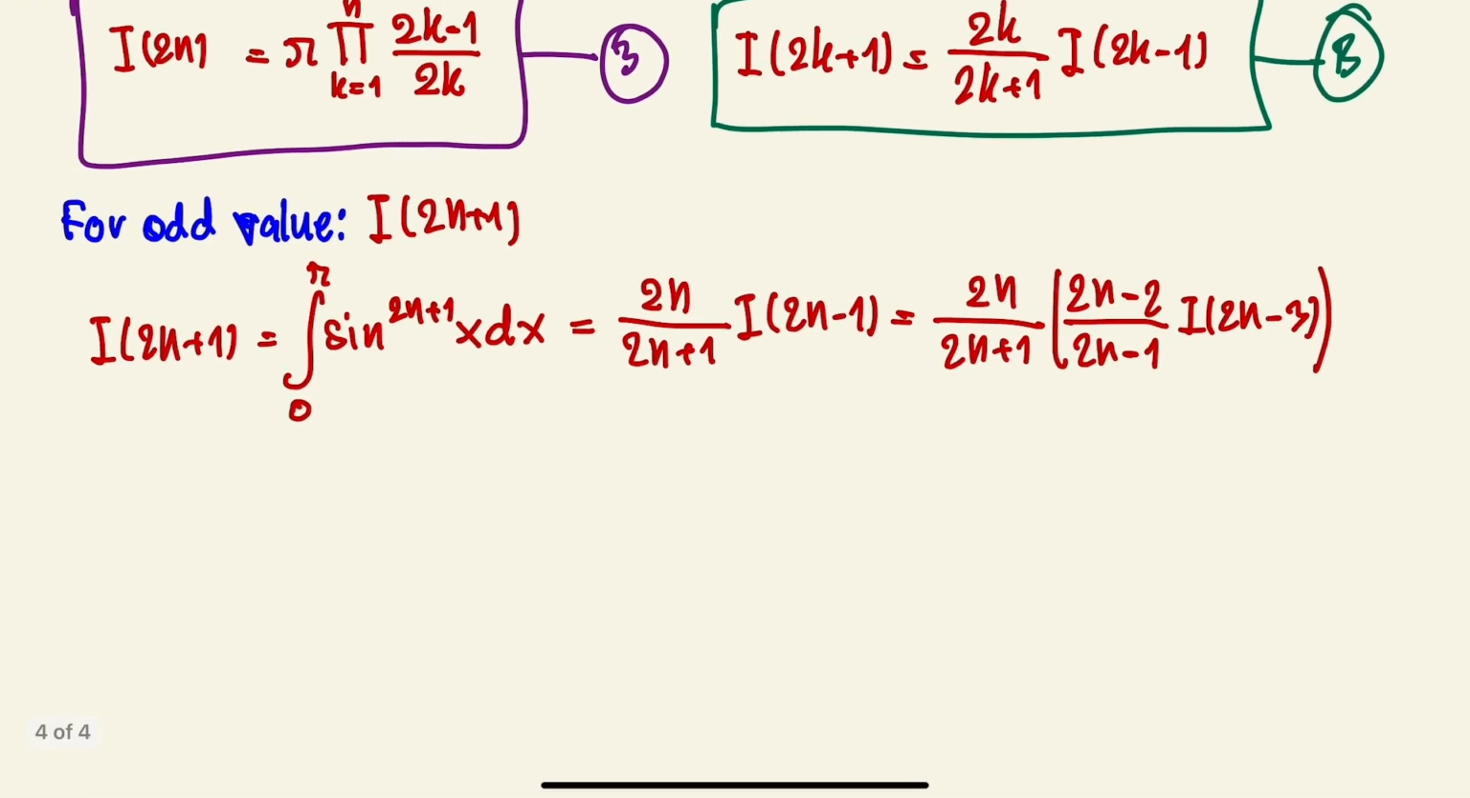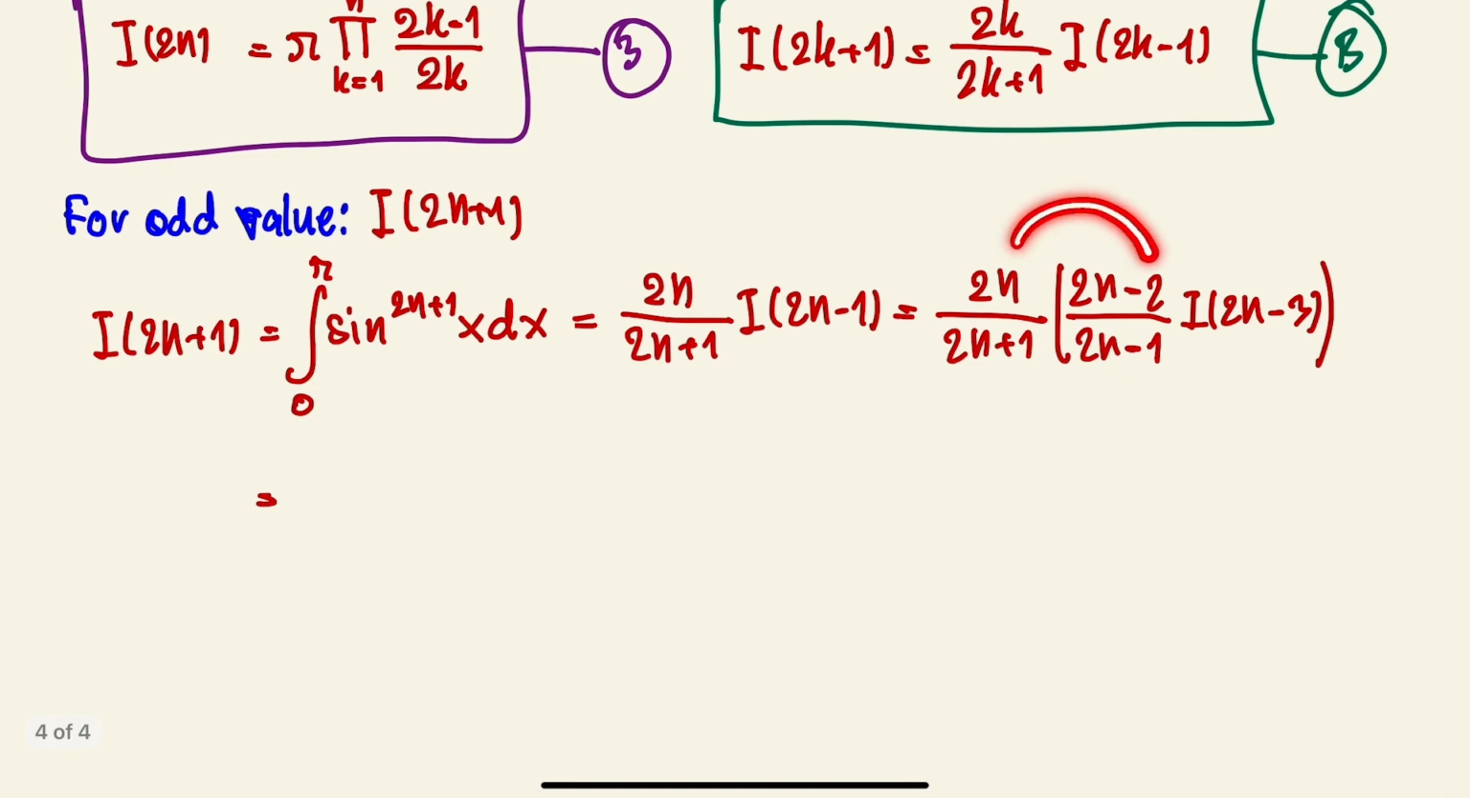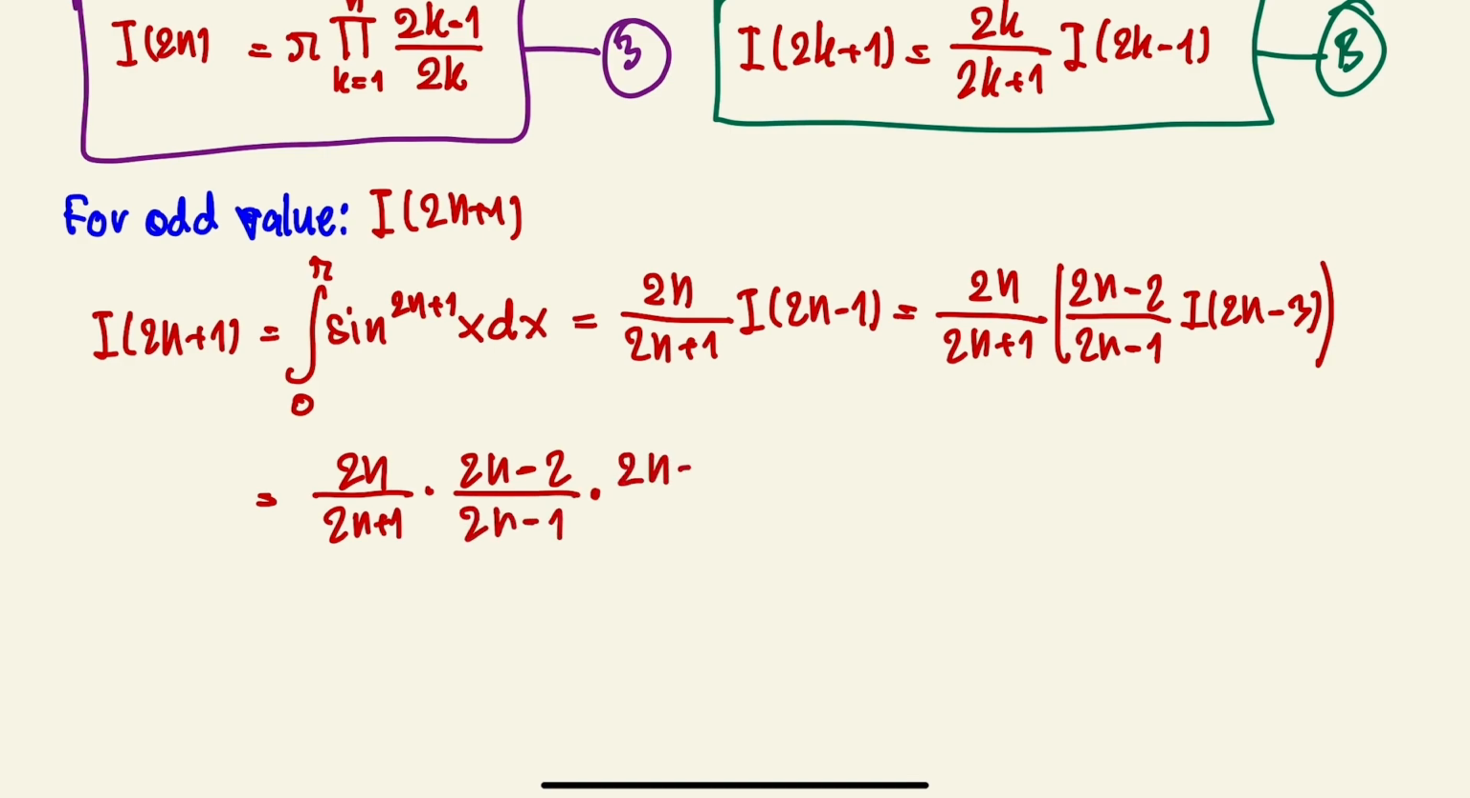Now, what's the next term? It's increased by 2, right? So the next term is going to be 2n minus 4 over 2n minus 3. So it turns out to be 2n over 2n plus 1 times 2n minus 2 over 2n minus 1 times 2n minus 4 over 2n minus 3 times I of 2n minus 5.